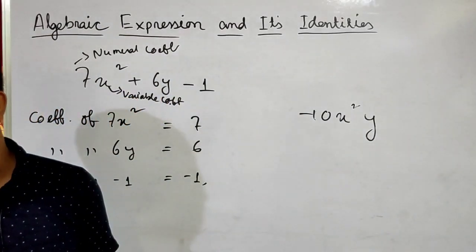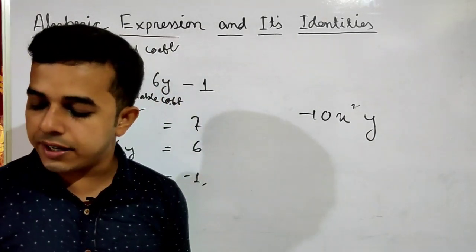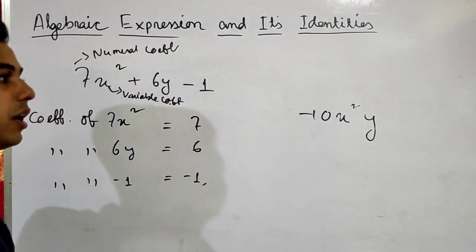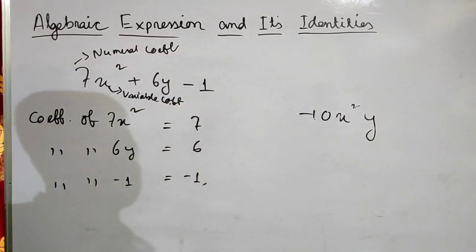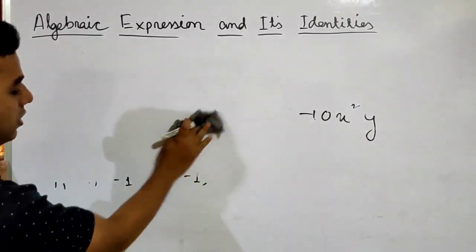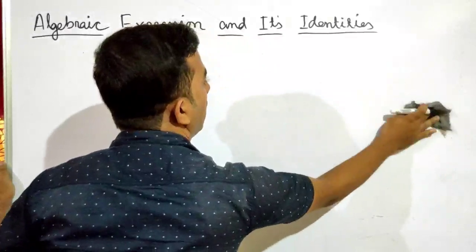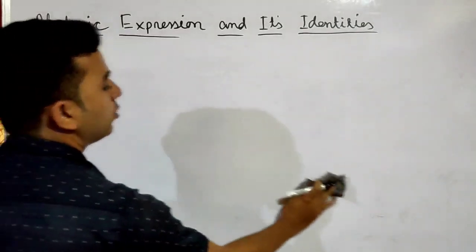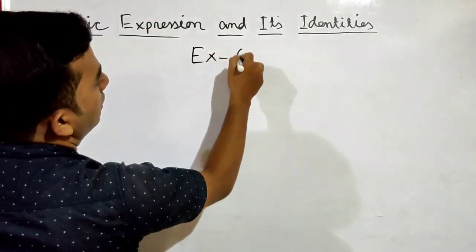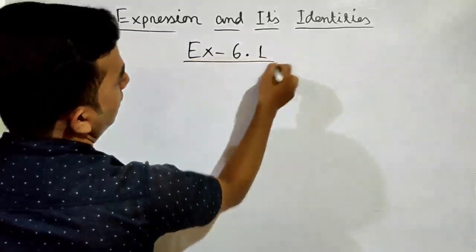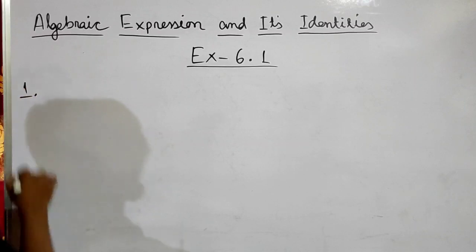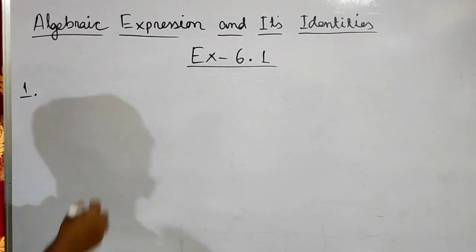Here also the first question is, write the coefficient and the constant term of each of the following expressions. We have to find out the coefficients and the constant term. Before that, let me write the question first, and then I hope you will be clear, and I hope you are enjoying the class too. Exercise 6.1, question number 1.